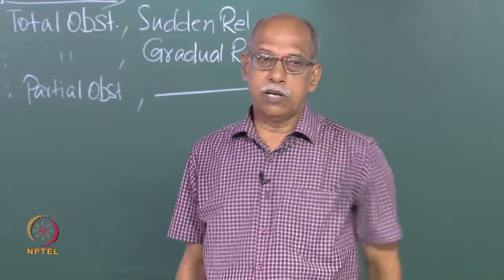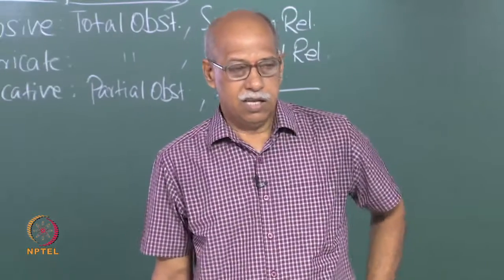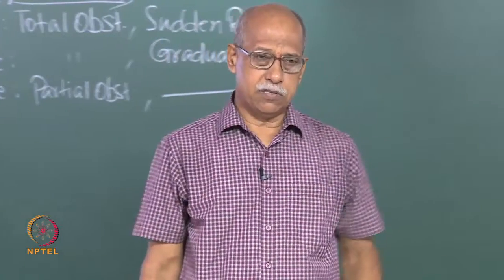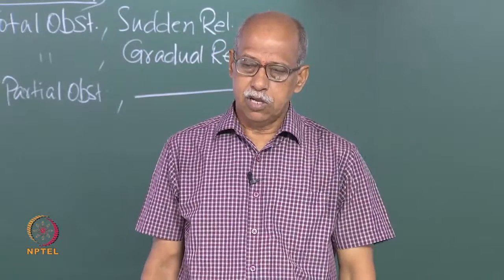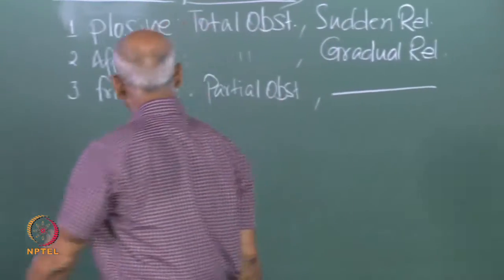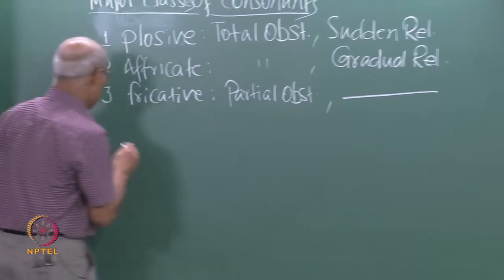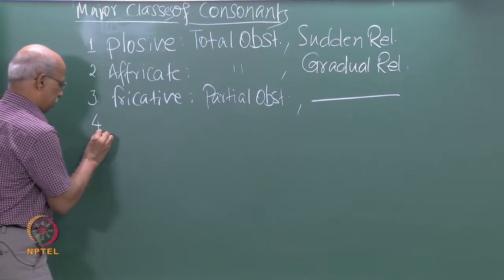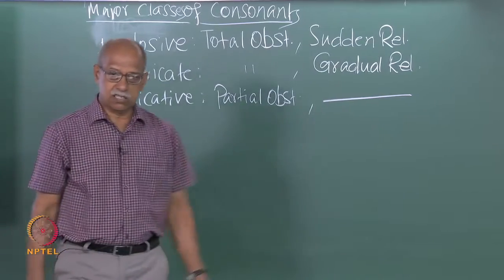So far we have looked at English and we have seen that English has half a dozen plosives, a pair of affricate sounds and 9 fricative sounds. So how many do we get that way? 17, right?